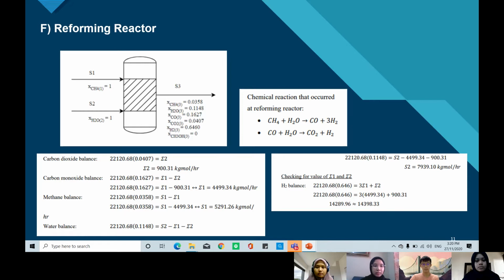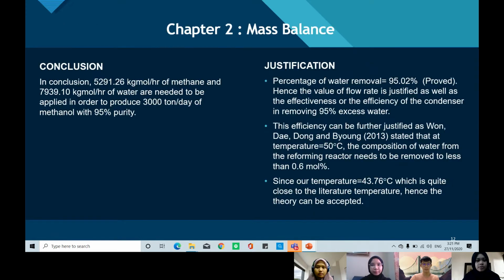is 0.76%, which is less than 5%. Hence, the hydrogen balance is valid and acceptable. Next. Chapter 2 mass balance.